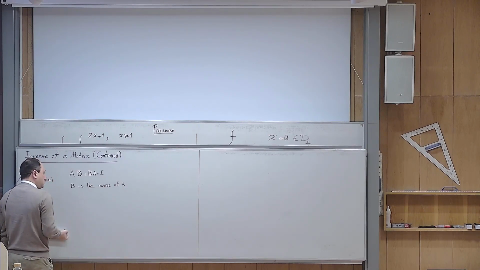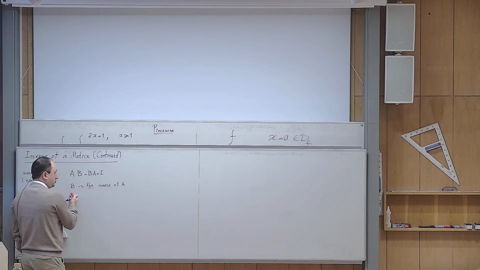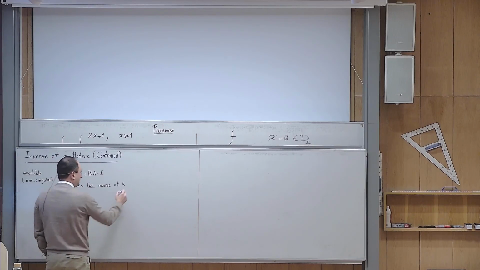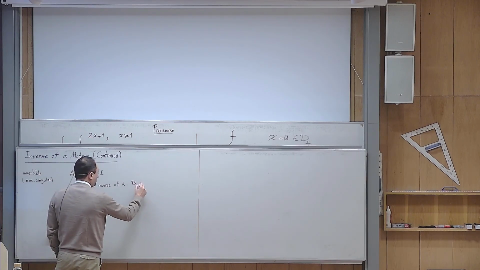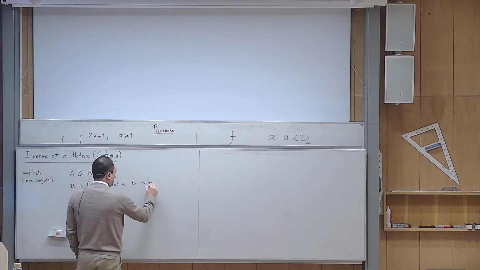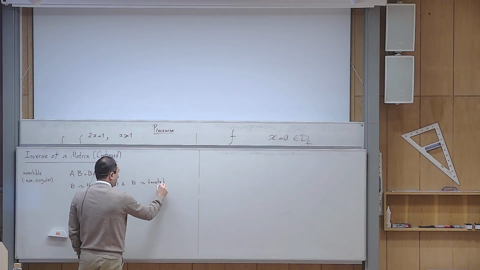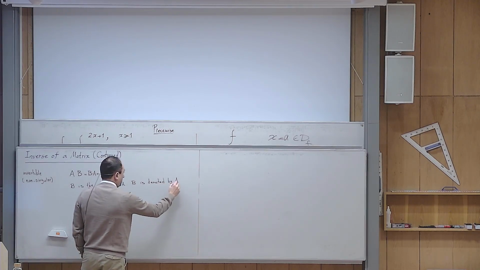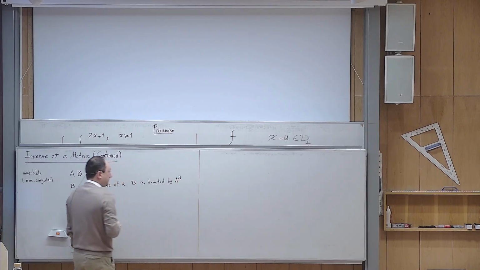And because that is unique, it deserves a symbol for it. And the symbol is better to have some connection with A itself. Okay, B is denoted by A inverse. Yes?